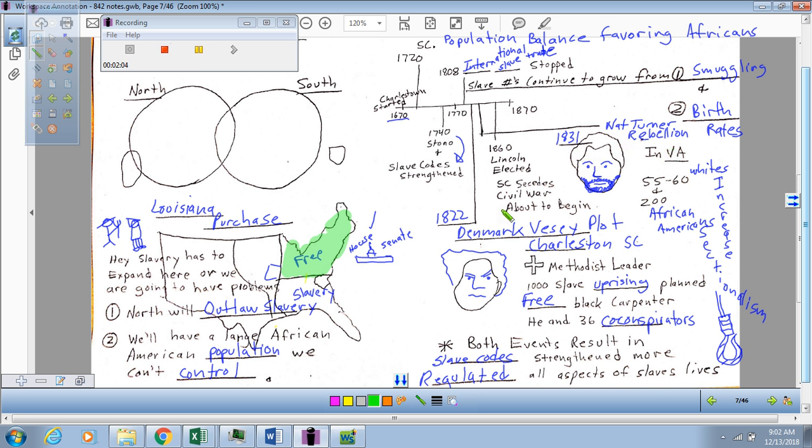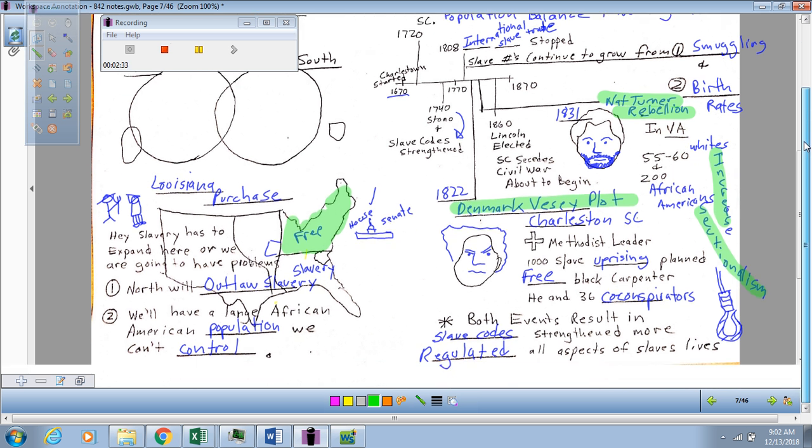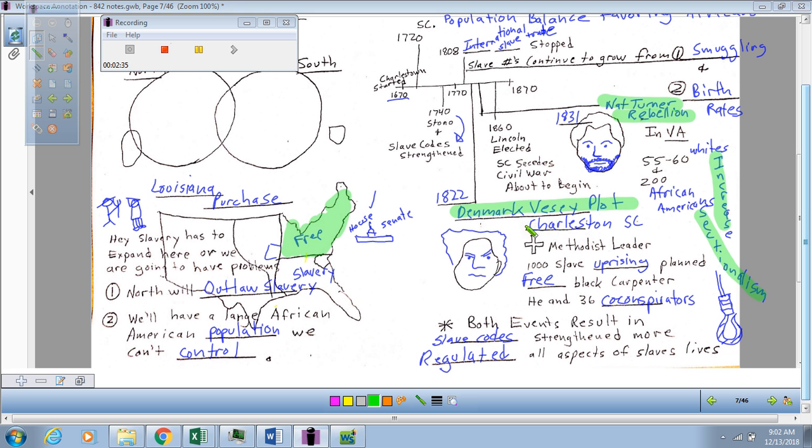Two events concerning slave rebellions would increase sectionalism. One was the Nat Turner Rebellion, and two was the Denmark Vesey Plot. The Nat Turner Rebellion was a slave revolt in Virginia where 55 to 60 whites and 200 African Americans were killed, and the Denmark Vesey Plot was a planned uprising where a free Methodist leader was accused of planning a 1,000-slave riot. He and 36 co-conspirators were hung.